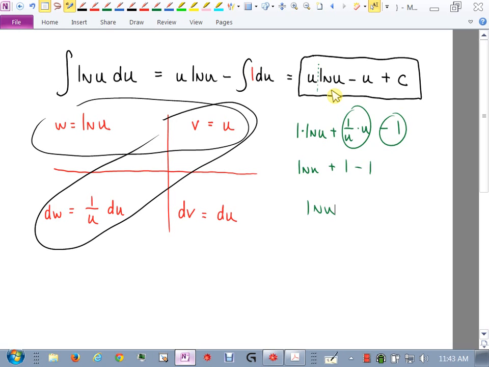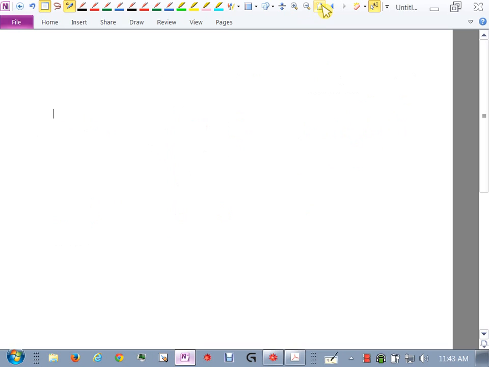It does come up sometimes that you need the antiderivative of natural log of u, so just remember the formula for it comes from the integration by parts. Questions? All right.